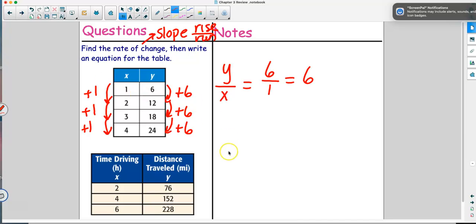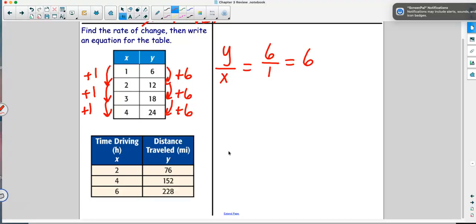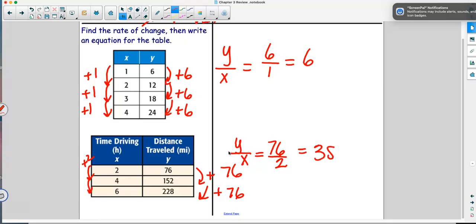In the second example, our y is going up by 76, and our x is going up by 2. So y over x is equal to 76 over 2, or 38 miles per hour. You could also use the slope formula, but we didn't learn that till later on.